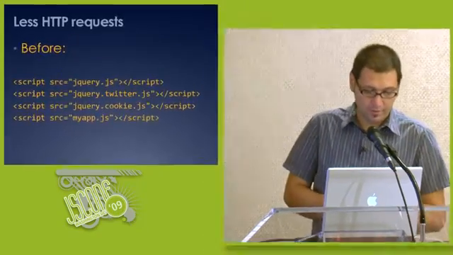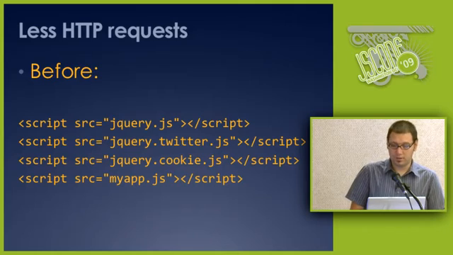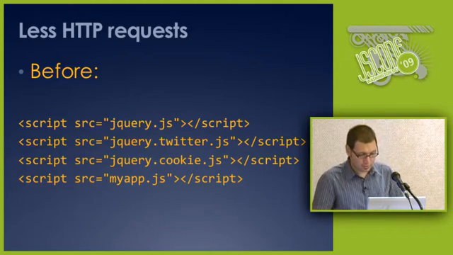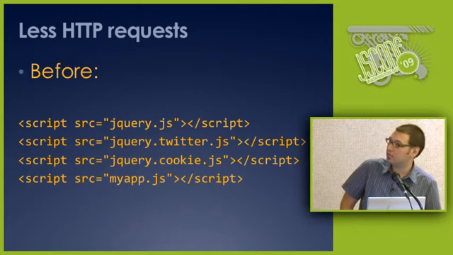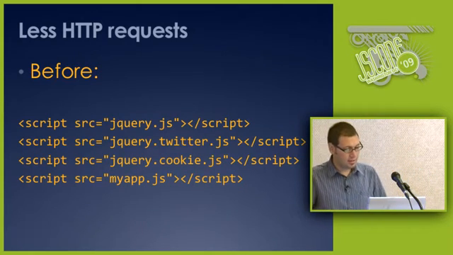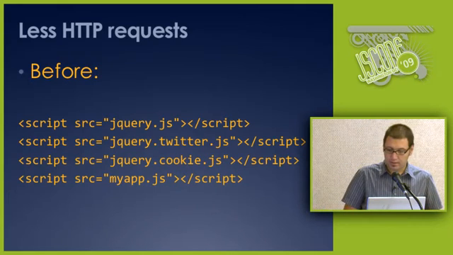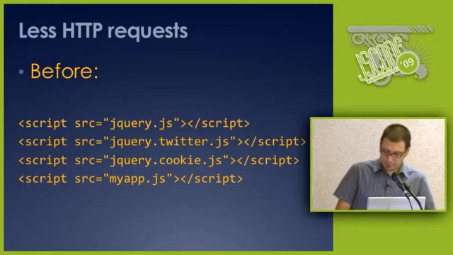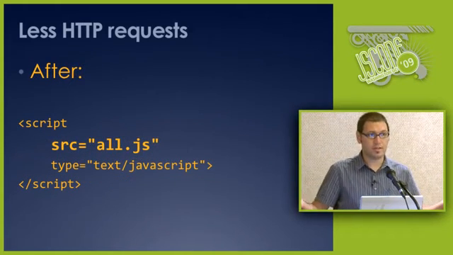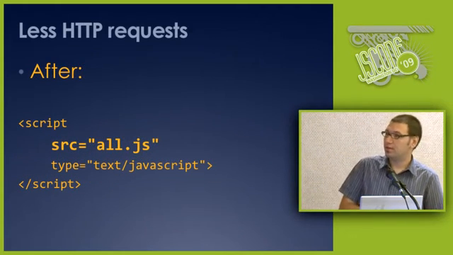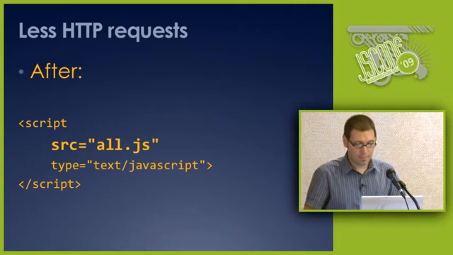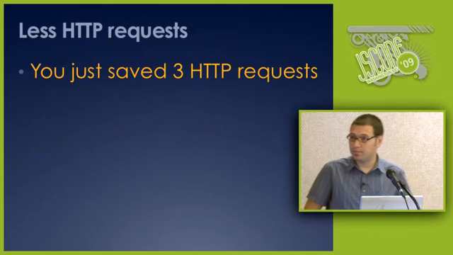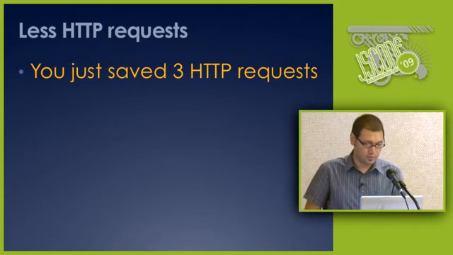So for example, this is pretty typical, right? You have your JavaScript code right here, myapp.js. Then you use a third-party library, and this third-party library has some plugins that you want to use, so you end up with a few script tags. Quite easily, just concatenate all those into a single JavaScript file and have only one file referred in the head. So you just save 3 HTTP requests, just by combining all those JavaScripts.